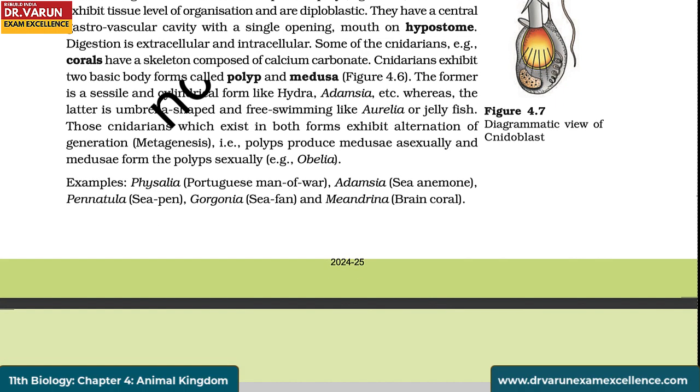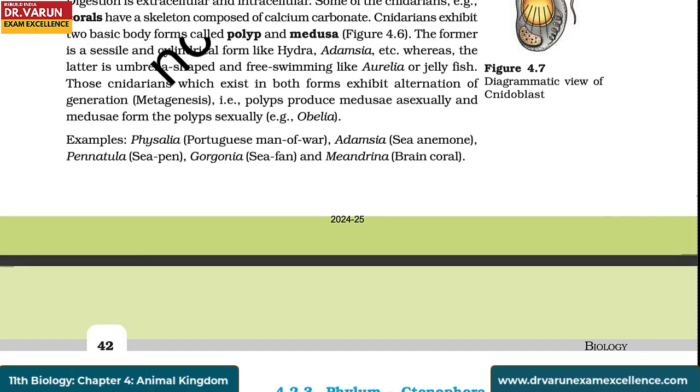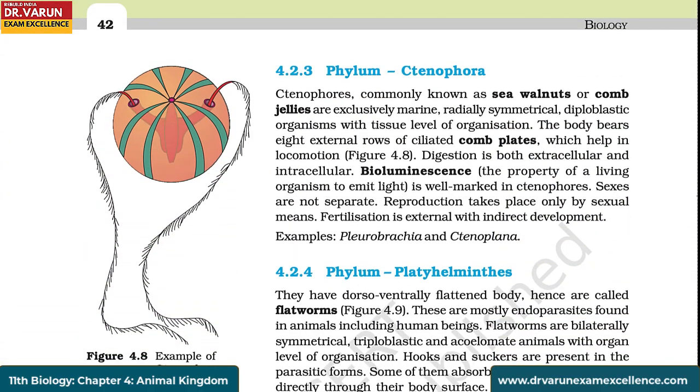Example, Obelia. Examples of cnidarians are Physalia, called Portuguese man of war, Adamsia, called sea anemone, Pennatula, called sea pen, Gorgonia, called sea fan, and Meandrina, called brain coral.